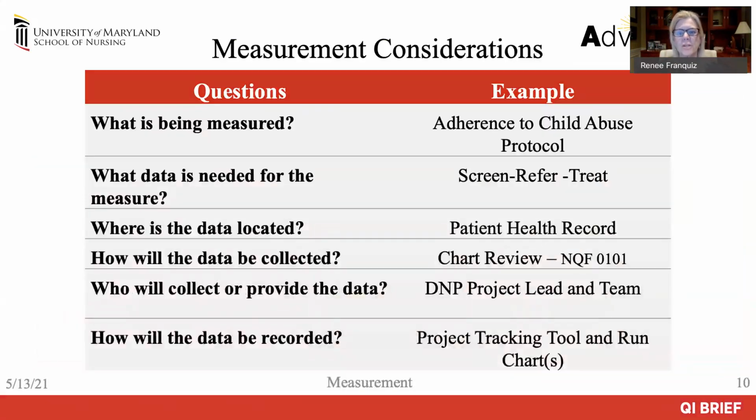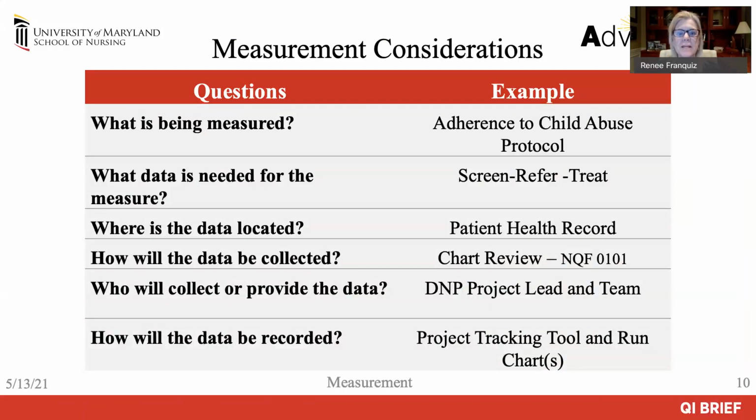A well-constructed measurement plan requires very careful forethought. Think about what you're measuring. Refer back to your goals. In our case study, Delta Hospital's process measure of interest was adherence to a protocol. The team will use a validated screening tool to measure maltreatment and track the screening and referral behaviors of the providers.